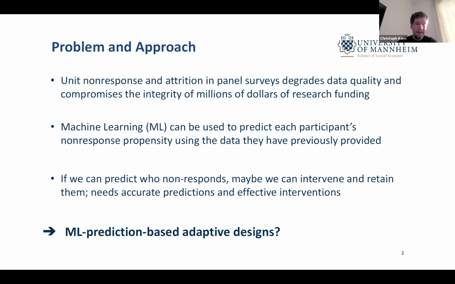Combining this then gives us the great opportunity to potentially predict who non-responds upfront, and then also intervene such that there is a possibility to keep those respondents that are initially being identified as having a high risk of dropping out. This, of course, needs two important ingredients, which is not only accurate predictions, but also effective interventions, which then jointly are needed to successfully build a machine learning prediction-based adaptive design.